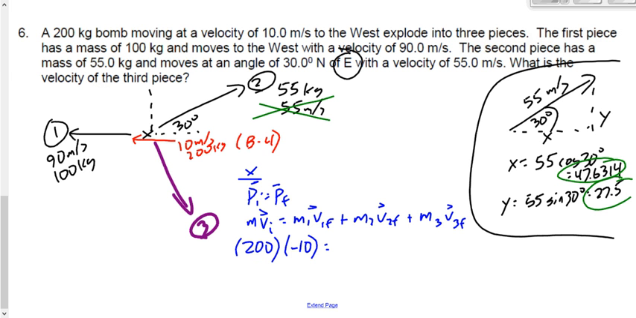M1 is 100. V1F? Taylor? V1F, object number 1. X component is? Good. -90 because it's going to the left. Good. M2 is, what is it, 55 kilograms? Times what? 55 meters per second is gone now, right? So what are we going to use here? What are we going to use for X component of V2?